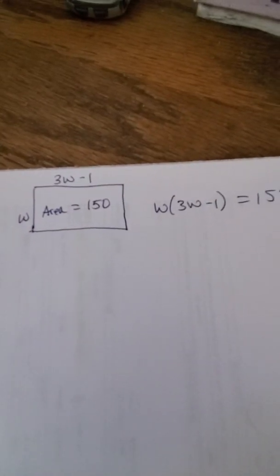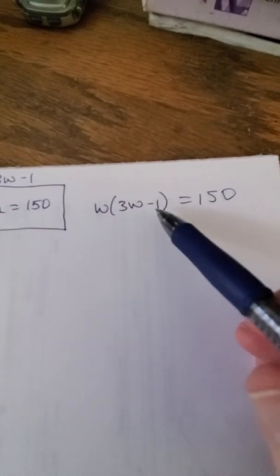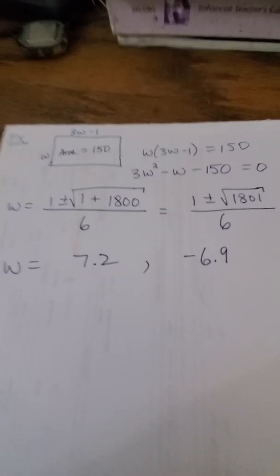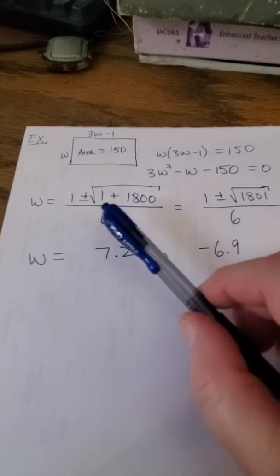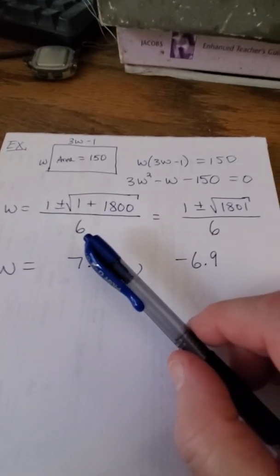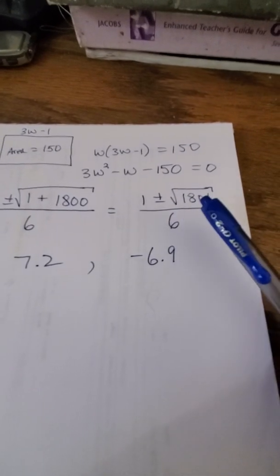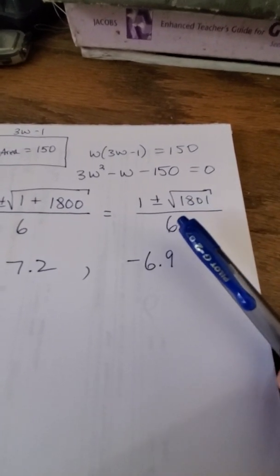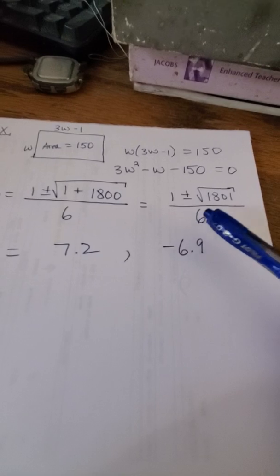Well, area equals length times width, so that means w times (3w minus 1) equals 150. And now I just distributed out the parentheses, and I brought the 150 over to the other side. And this really can't be factored, so we're going to have to use the quadratic formula. So w is equal to 1 plus or minus the square root of 1 plus 1800, over 6. Again, that's coming straight from the quadratic formula. 1 plus or minus the square root of 1801, over 6, and that is not 1 but 2 answers.